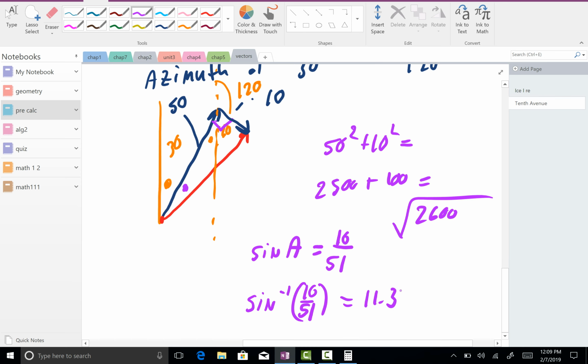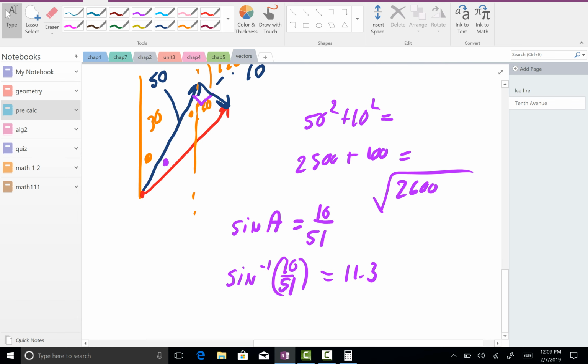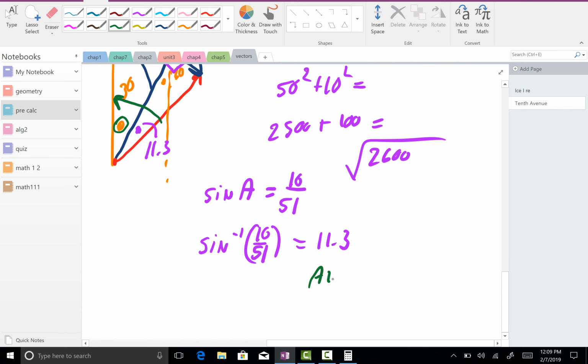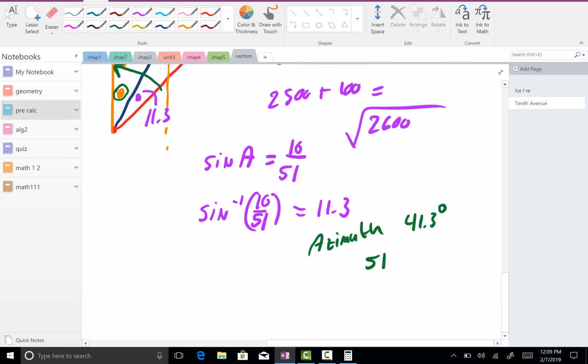So, does that mean that's the answer? No, because remember that this part is what the 11.3 is. I need the azimuth measured all the way back to here. The good news is we know this angle here is 30, so we can just add and say that the azimuth of that is 41.3 degrees.